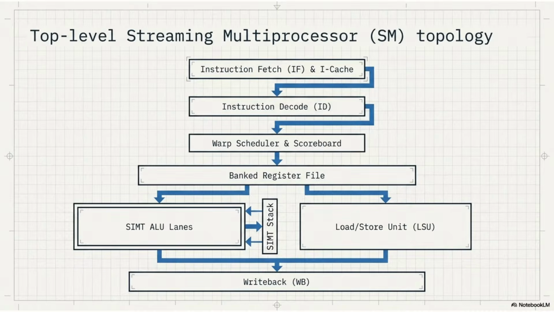So this is now a top level streaming multiprocessor topology, or the microarchitecture, you could say. Because some instruction comes in, we need to have that instruction fetch, and the I-cache, and then we decode that instruction. Then the scoreboard and the warp scheduler route those instructions to different warps, and then through warps it goes into different threads and the lanes in the SIMT cores.